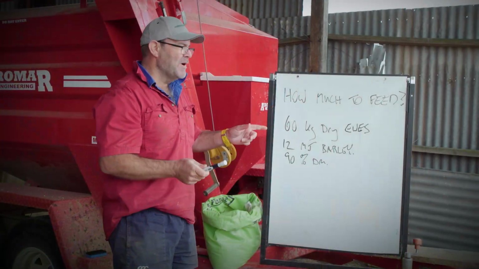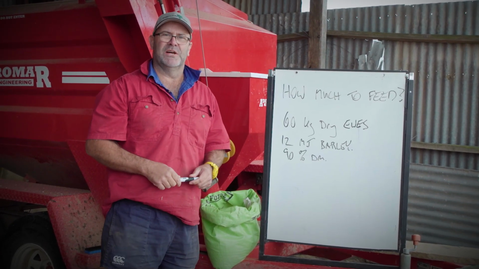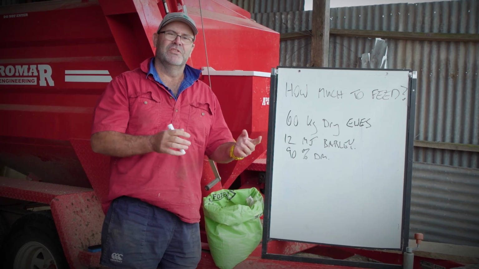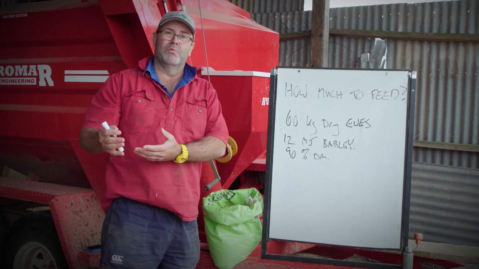With the high costs of grain, it's just something that we've got to be getting right to make sure that our animal production is where it needs to be. So when we're calculating how much to feed, we're essentially doing a feed budget. And just like any budget, there's two sides to the equation. There's what we need versus what we've got.